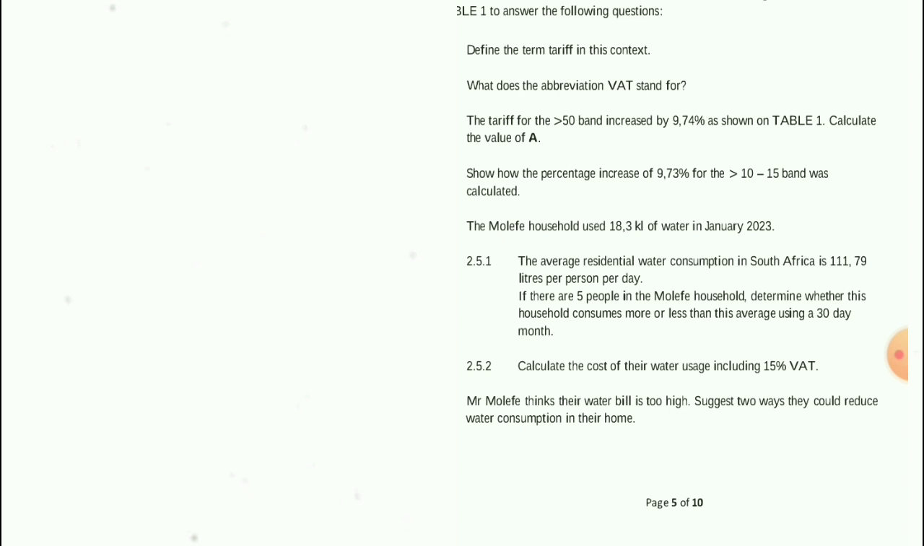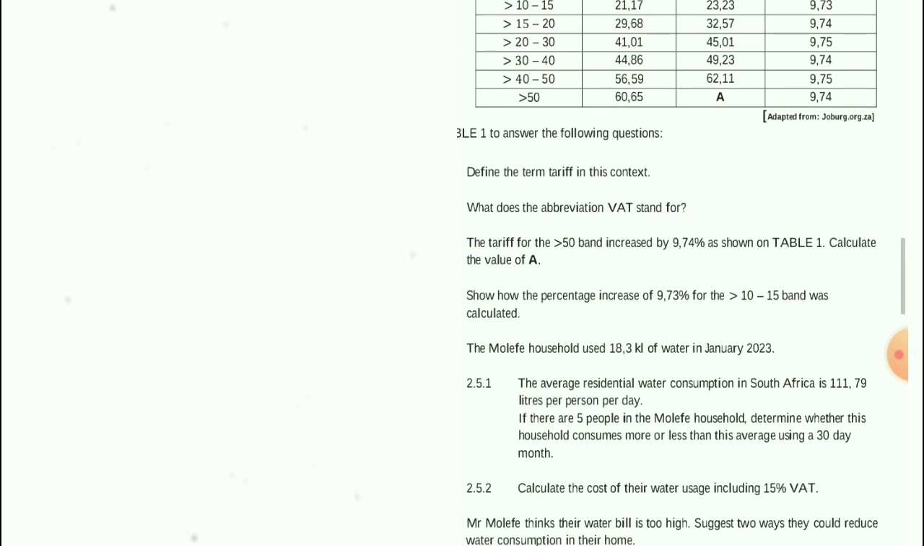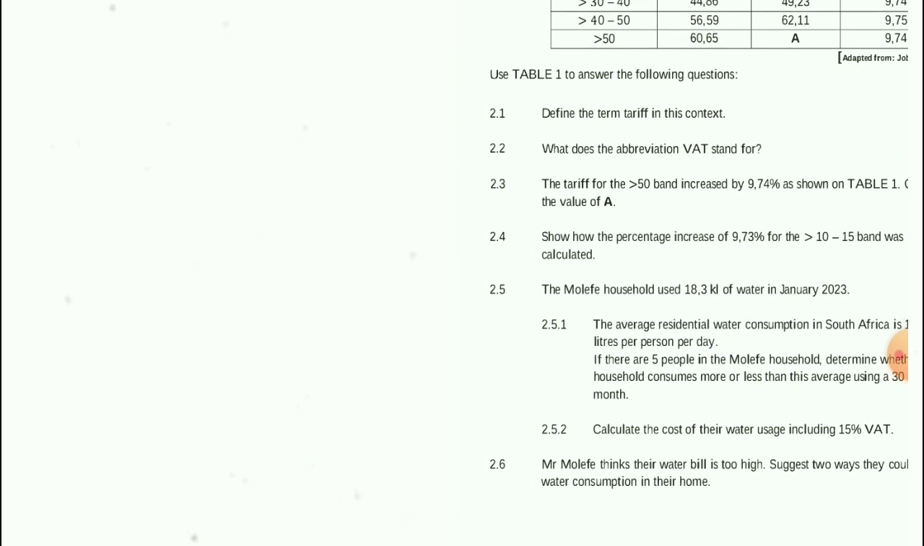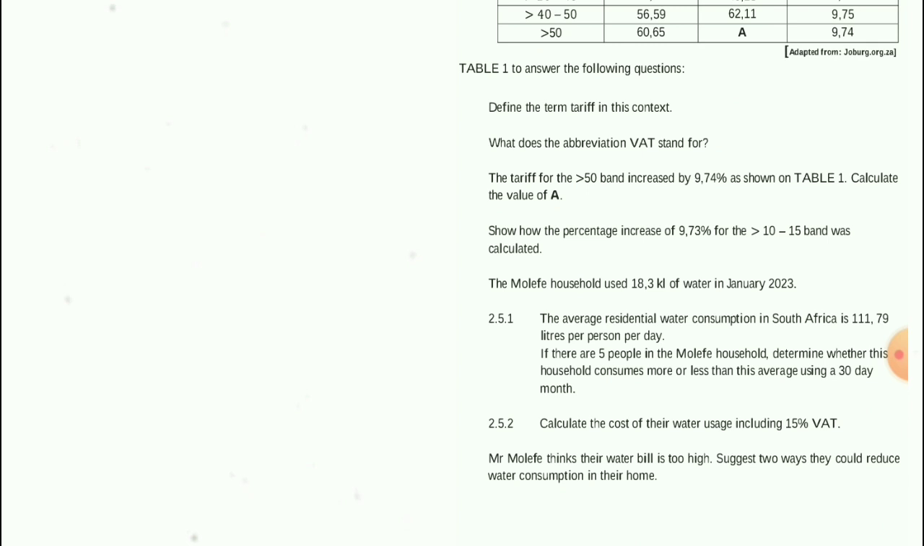I think I should make a third example. Let's say the question says, show how the percentage increase of 9.74% for the 20 to 30 band was calculated. This is an example, guys. The 20 to 30 band was calculated.